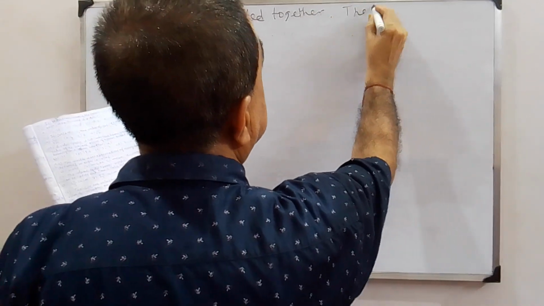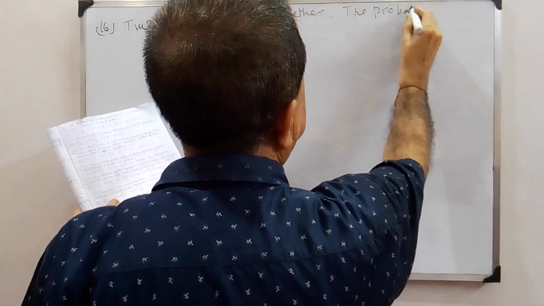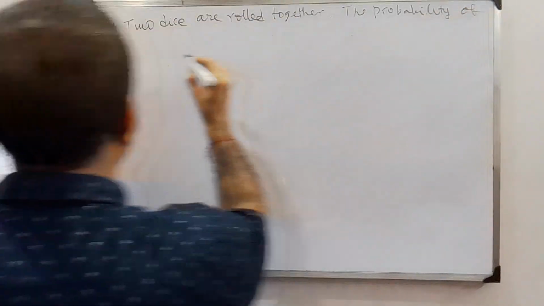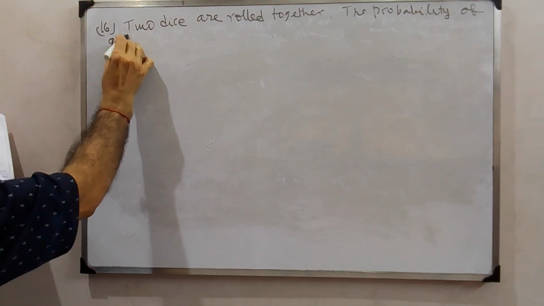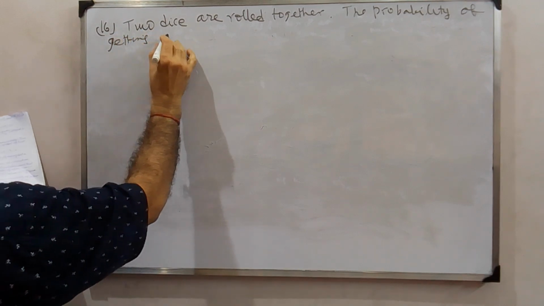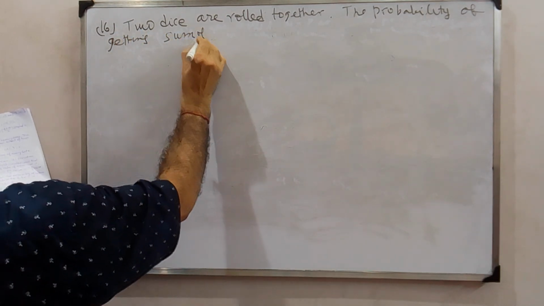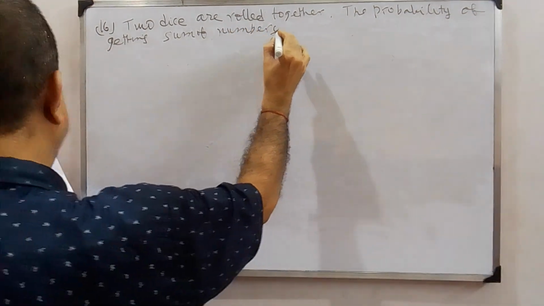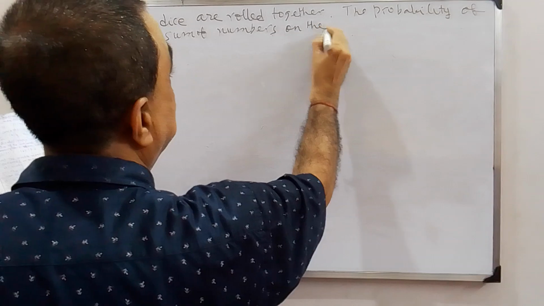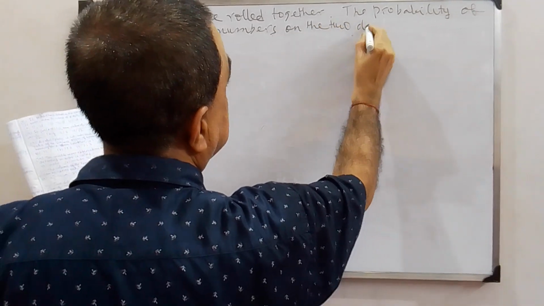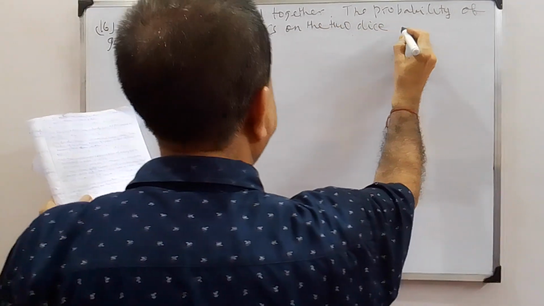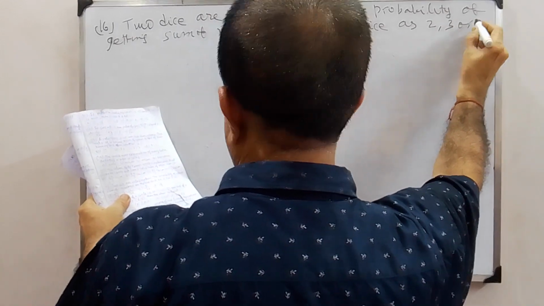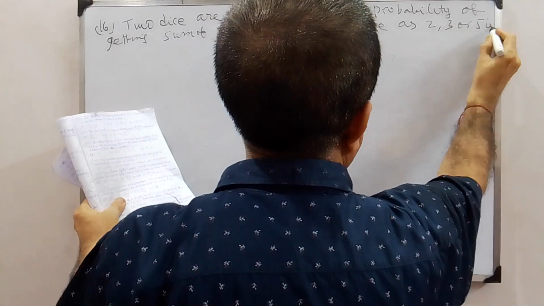The probability of getting the sum of numbers on the two dice as 2, 3 or 5 is.